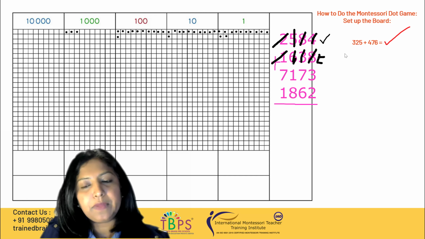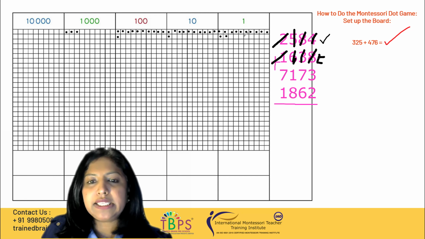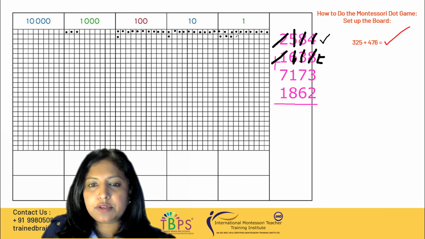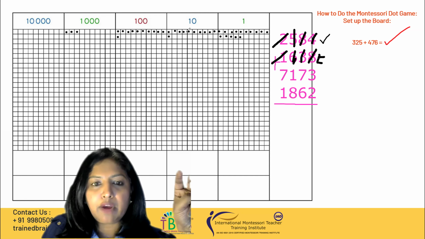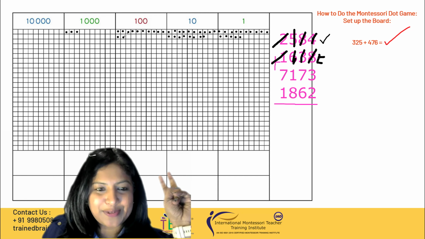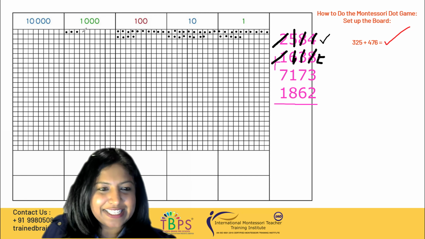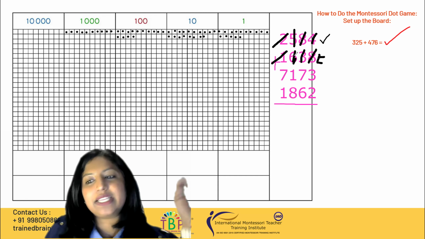Next one. Let's see the third number, 7,173. So how many ones? 3 ones: 1, 2, 3. How many tens? 7 tens: 1 ten, 2 tens, 3 tens, 4 tens, 5 tens, 6 tens, 7 tens. How many hundreds? 100, 200. How many thousands? 7 thousands: 1, 2, 3, 4, 5, 6, 7,000. We're done with the third number.